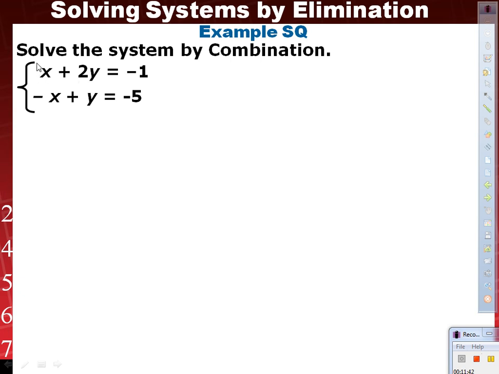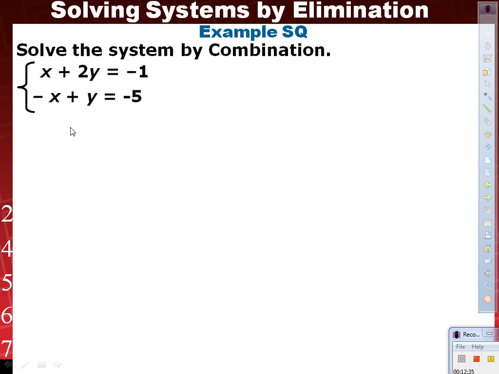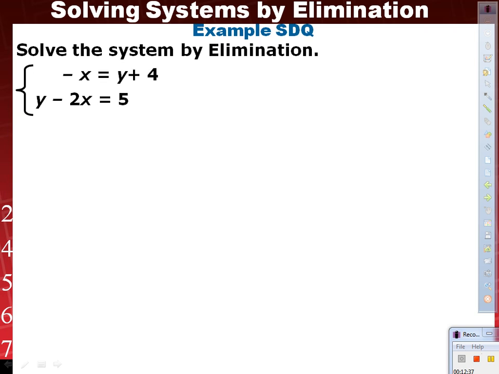The coefficient here is 1. What is the opposite of 1? -1. The opposite is here, the coefficient here for y is -1. What is the opposite? +1. That's why they are able to eliminate. All right. So now that we got that, copy this one. Example super duper Q.